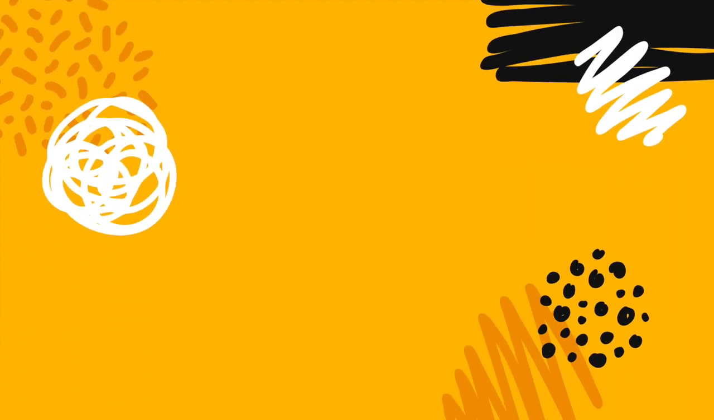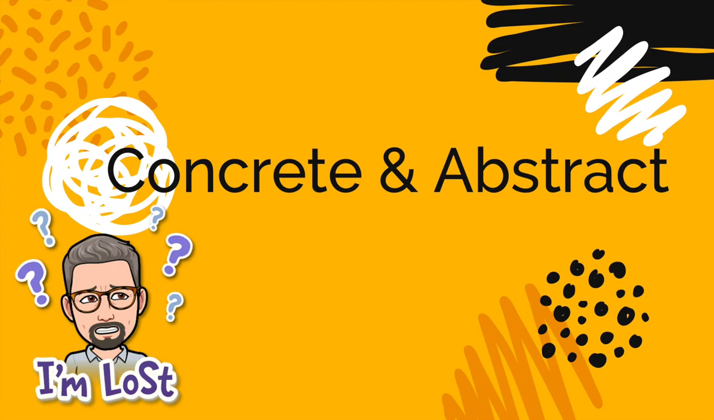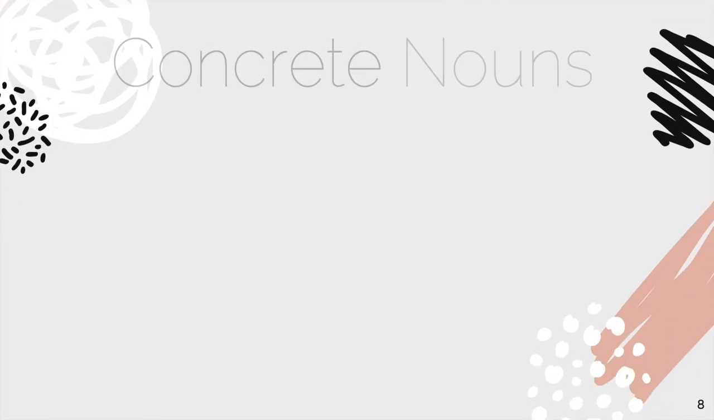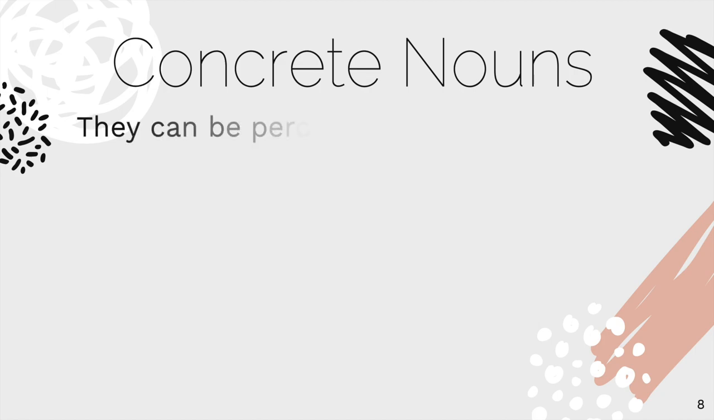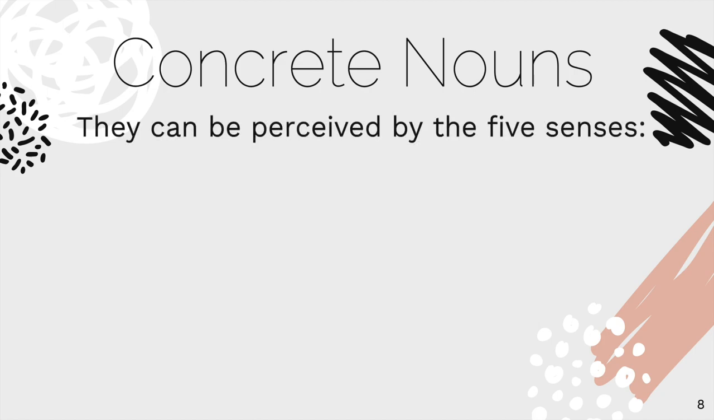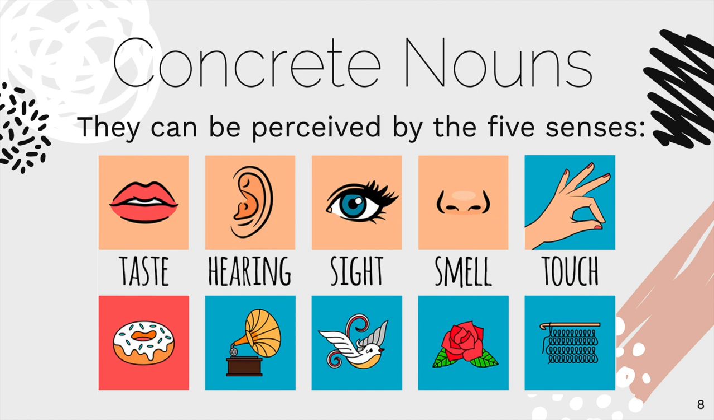So now let's take a look at concrete and abstract nouns. Yes, you're lost, I'm lost. Okay, so concrete nouns. They can be perceived by the five senses. The five senses are taste, hearing, sight, smell, and touch.